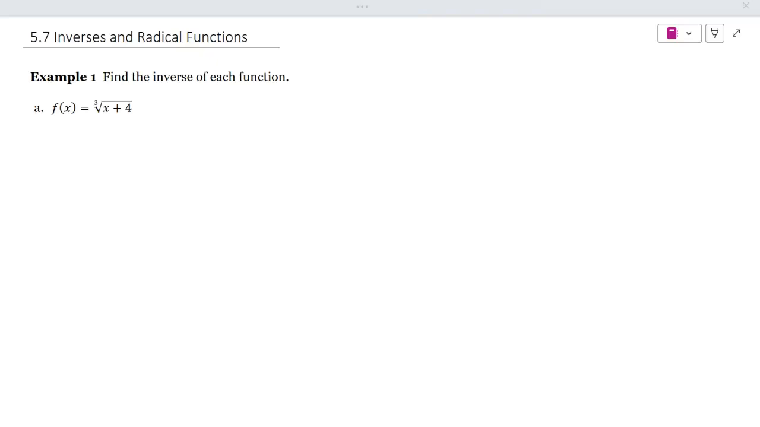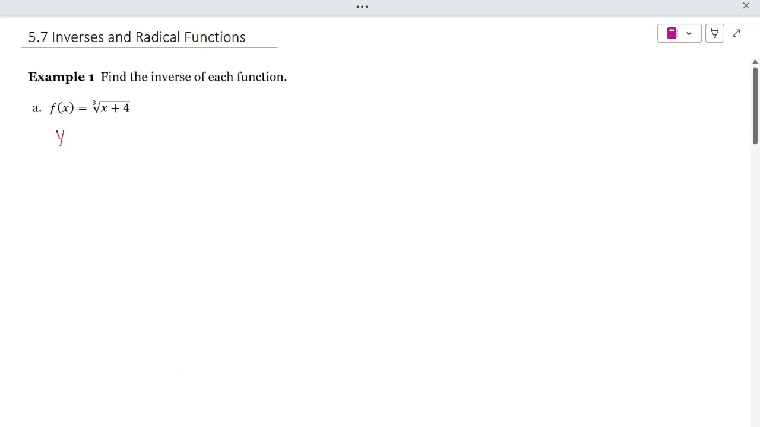In this video, we are going to find the inverse of given functions. The process involves interchanging x and y. So the first step is to rewrite the part that says f of x as y. So we'll rewrite this as y equals the cube root of x plus 4.